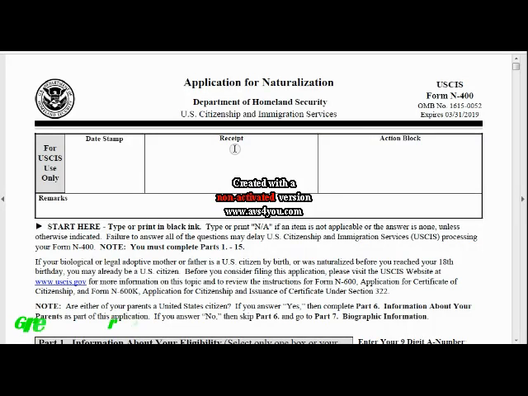Students, today we saw how to fill out the application for naturalization, the USCIS Form N400.